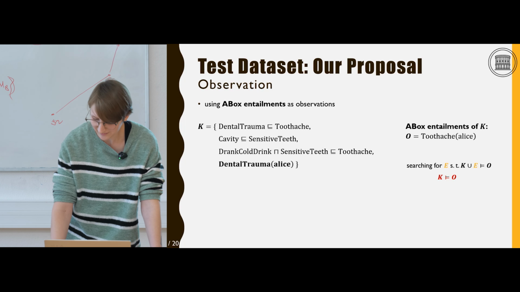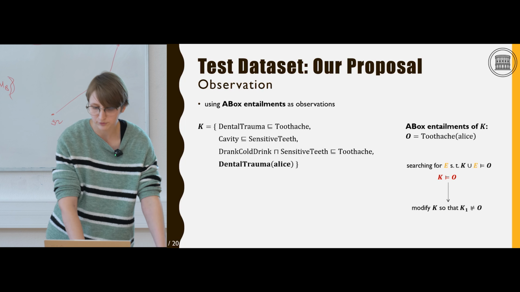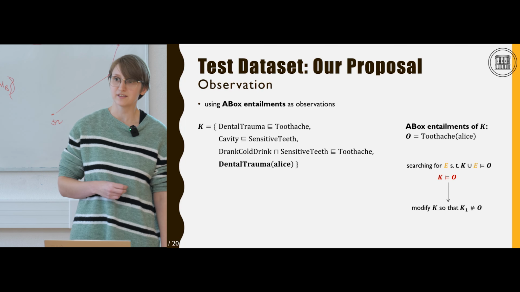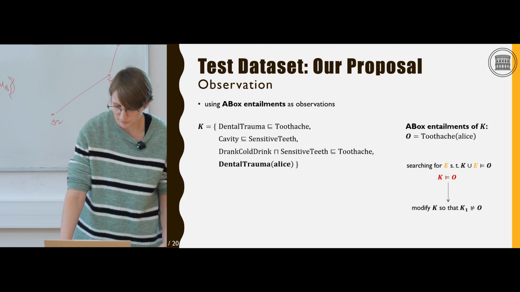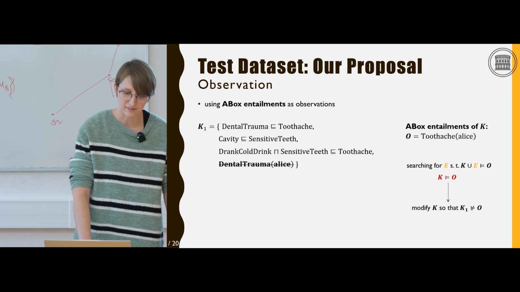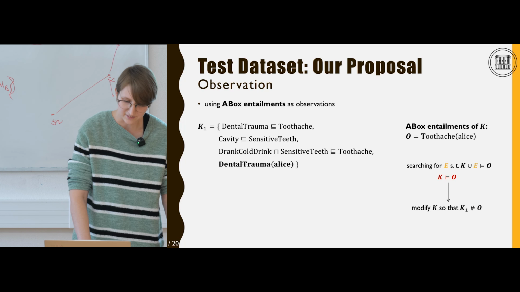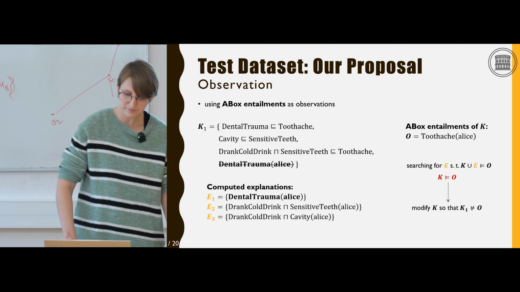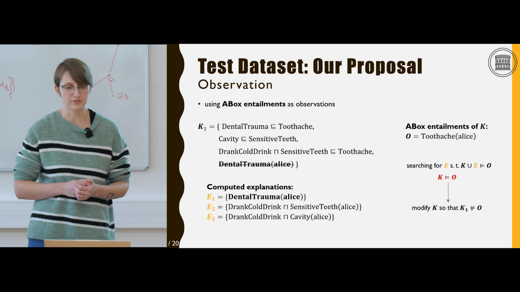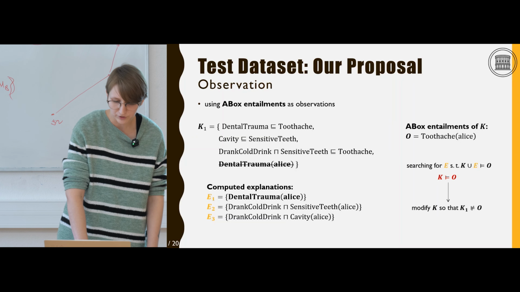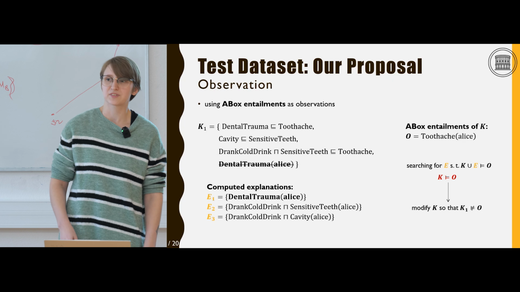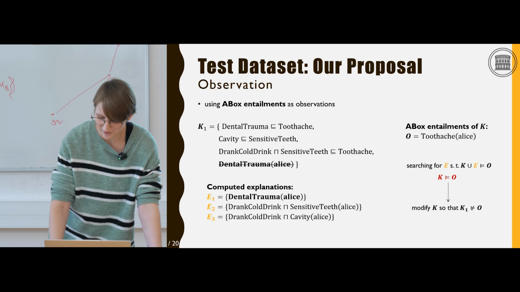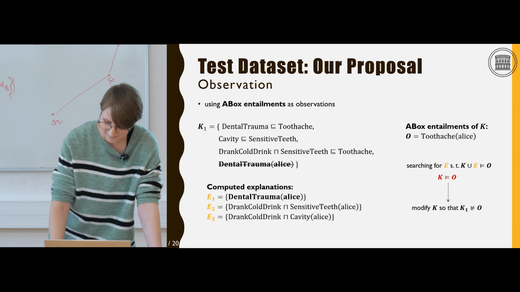We designed it like that. But we can simply modify K and create K1 so that the observation is not entailed by this modified ontology. And we create it in a way that we simply delete this axiom that Alice has dental trauma. And now we can compute explanations. As we can see, there are multiple explanations, and one of them is that one axiom that we deleted, which makes sense because we designed it in that way.